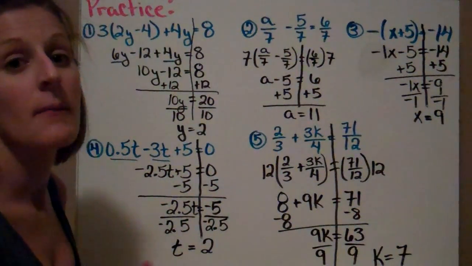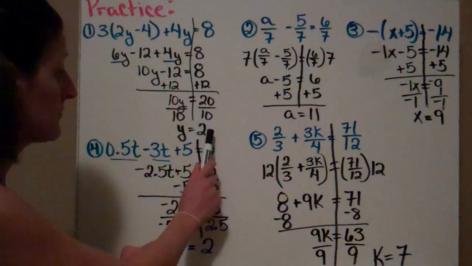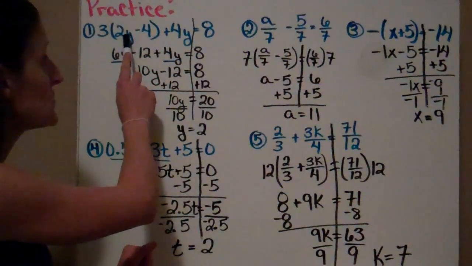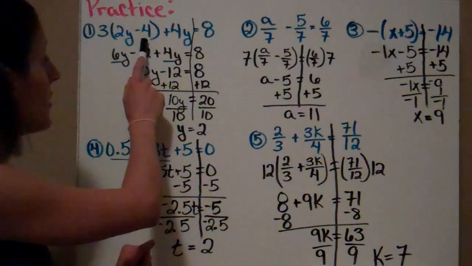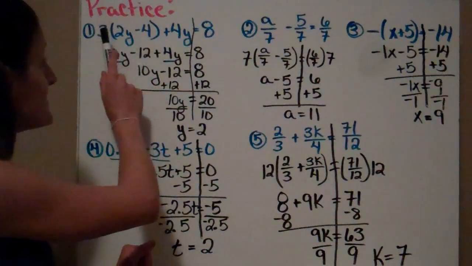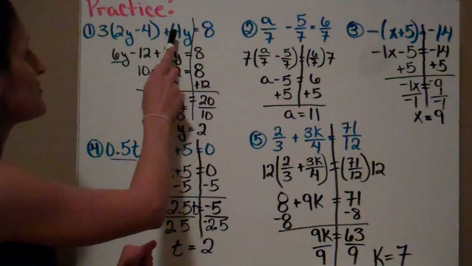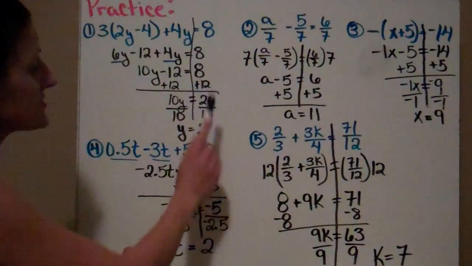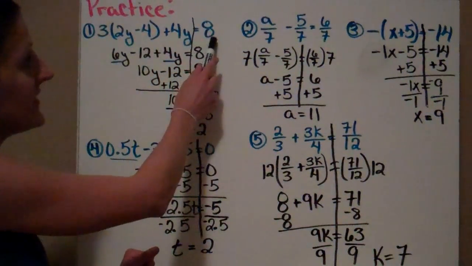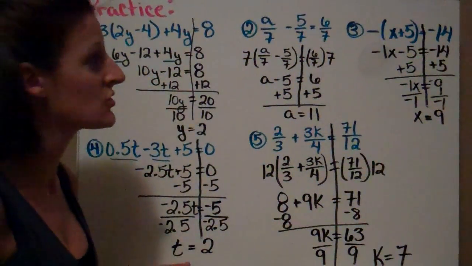Now remember, plug your problem back in. So 2 times 2 is 4, 4 minus 4 is 0. Then I do 0 times 3 is 0, so that all goes away. And then 4 times 2 is 8, and that does equal 8. So my answer is correct.